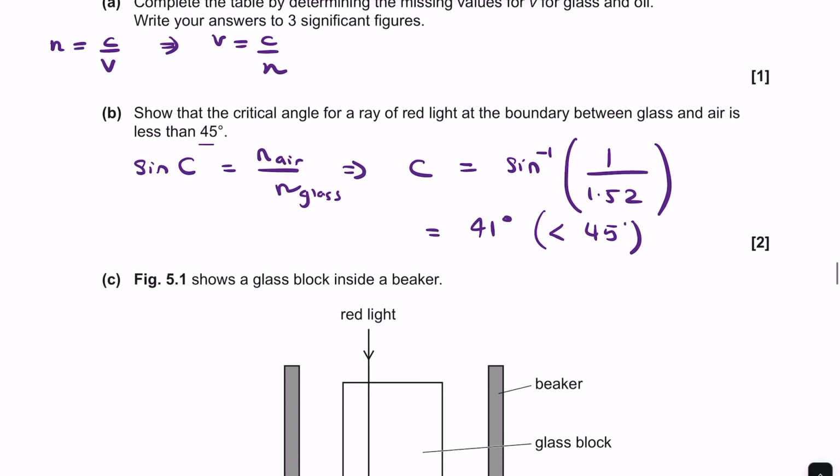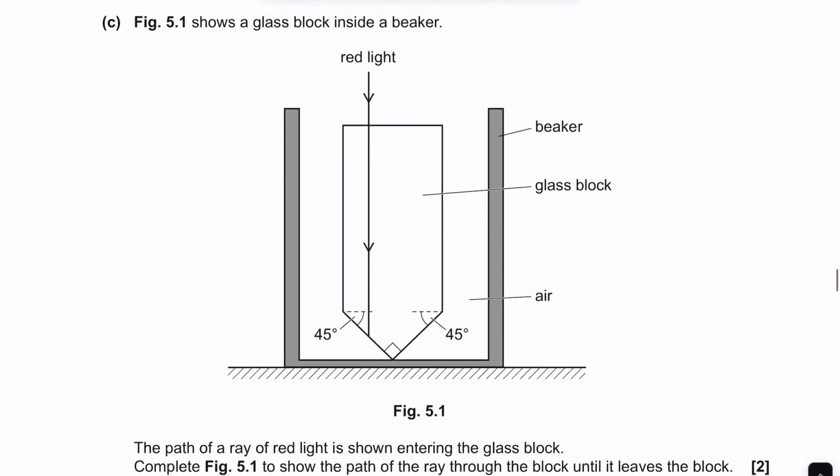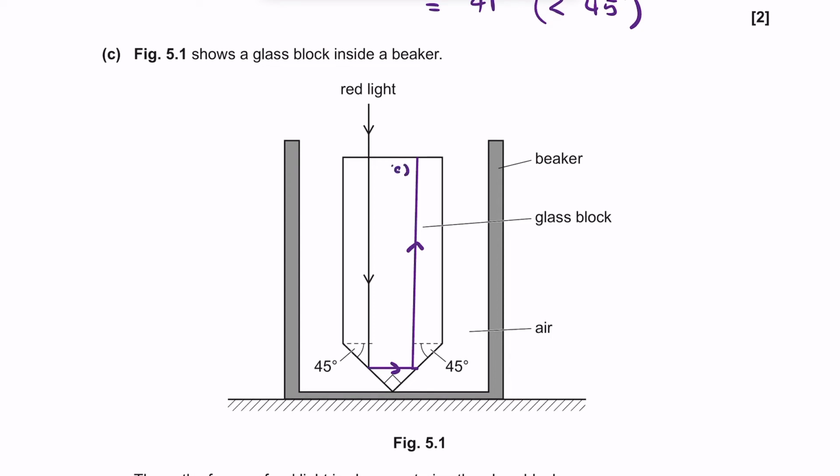Next part. Question C says, figure 5.1 shows a glass block inside a beaker, like so. The path of a ray of red light is shown entering the glass block. Complete figure 5.1 to show the path of the ray through the block until it leaves the block. That's an easy one. It's going to be reflected inwards like so. We'll just follow this path, and then it will just go out like so. If this is straight, it needs to be just parallel to the first one, so it will be like that. Now the next question. So this is part C, if I was to label it.